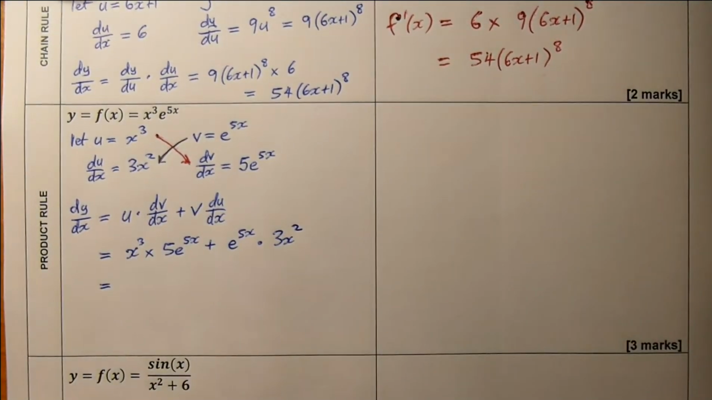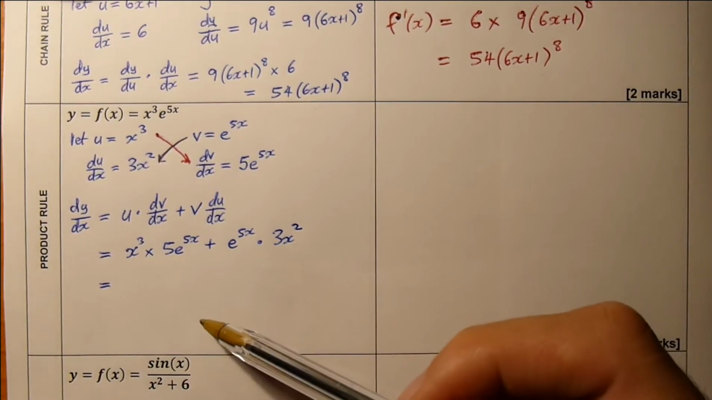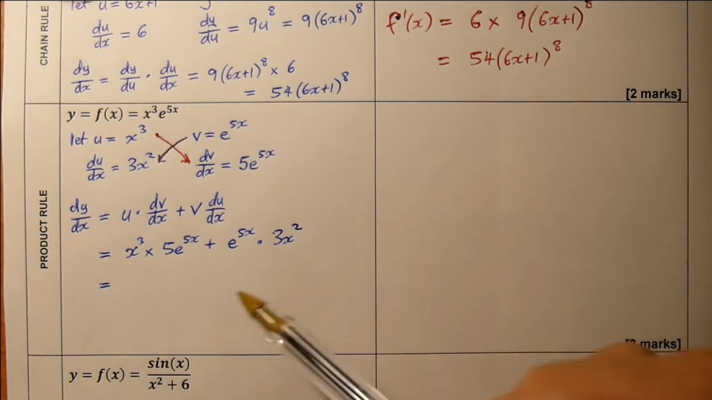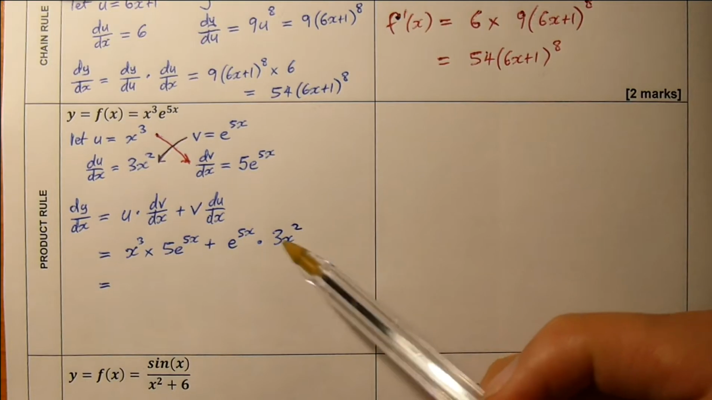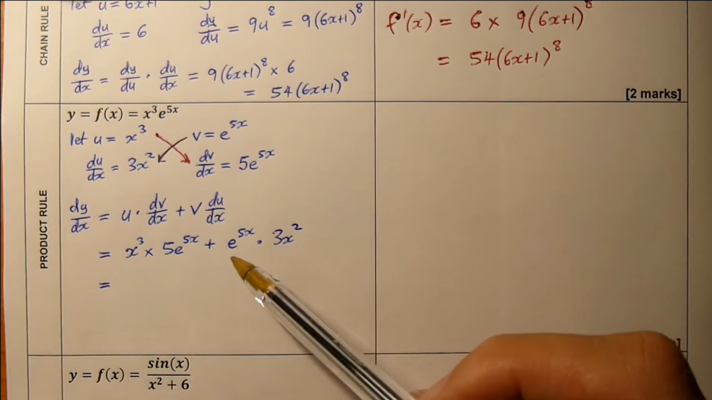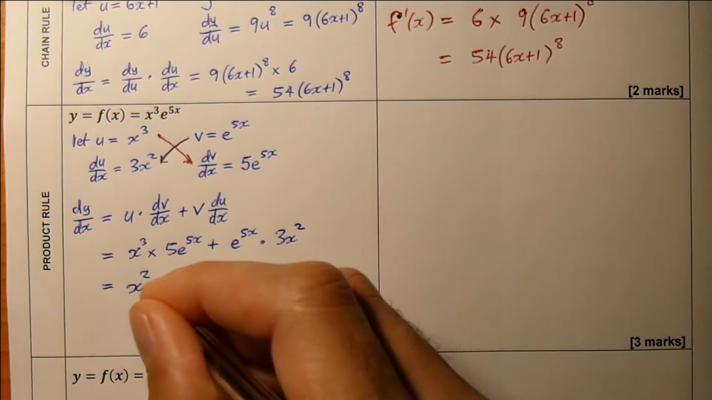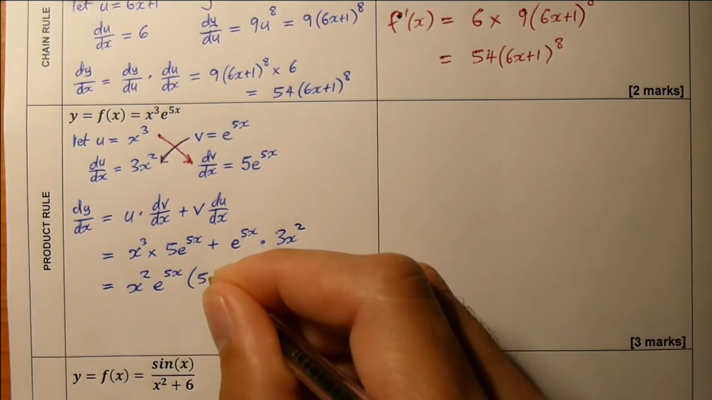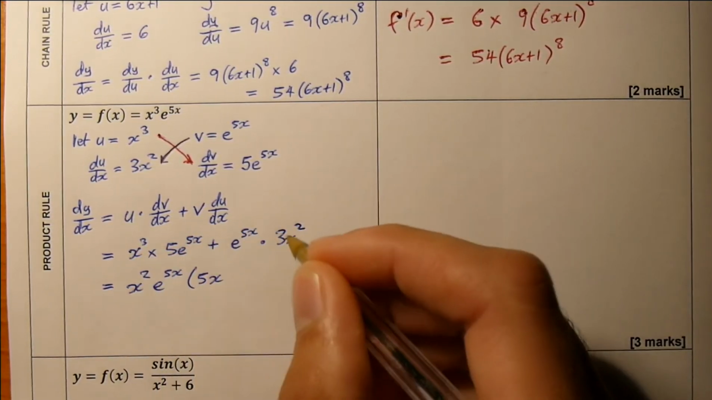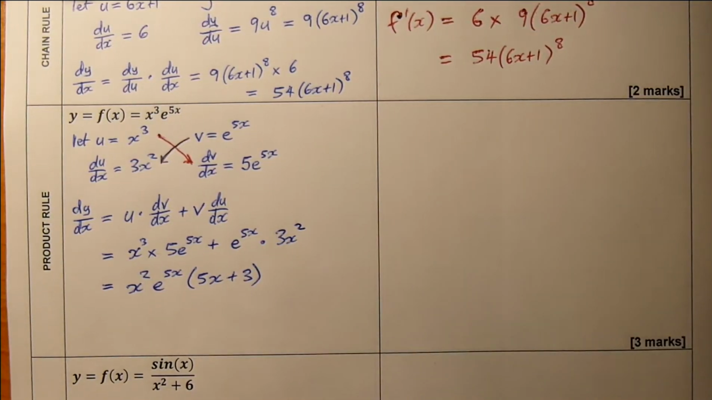Okay, now when you're doing these questions, you usually want to simplify down and collect any like terms, etc. So looking at these, we actually have a common factor here of the x squared and the e to the 5x. So if I take that out the front, x squared e to the 5x, out the front of the 5x plus 3. Okay, so that's the end of that.